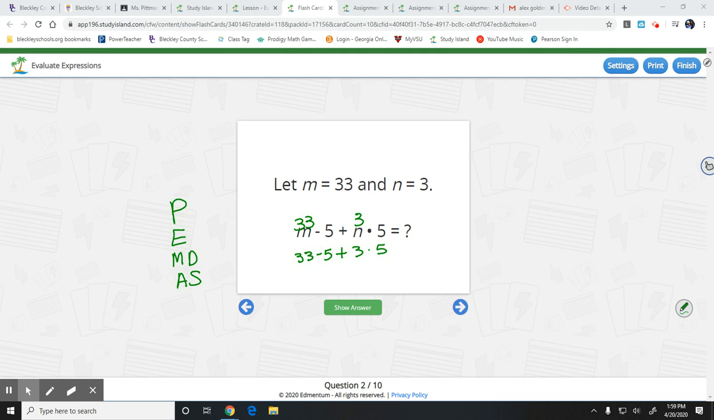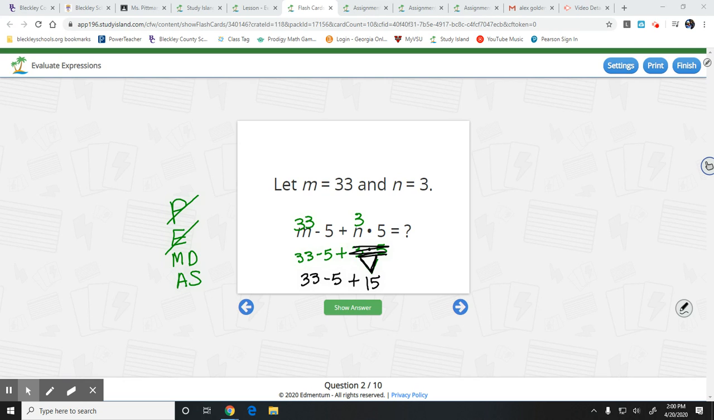Okay, so what do I do first? Do I have any parentheses? No. Do I have any exponents? No. Do I have any multiplication? Ding, ding, ding, ding. I do. If I look, I go 33 minus 5 plus 3 times 5. I have 3 times 5, so I can do that. 3 times 5 is going to give me 15. I have combined these two numbers in this operation right here to equal 15. So I am done with this portion. I need to bring everything else down. 33 minus 5 plus 15.